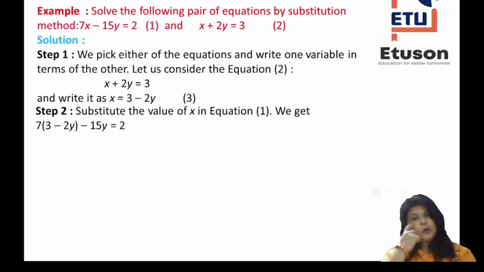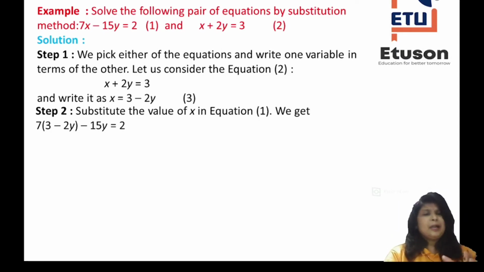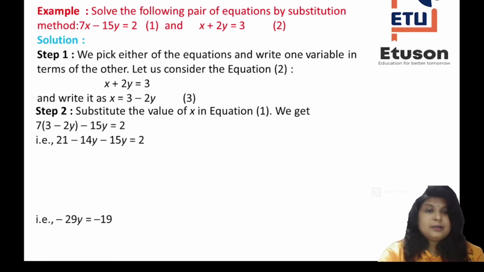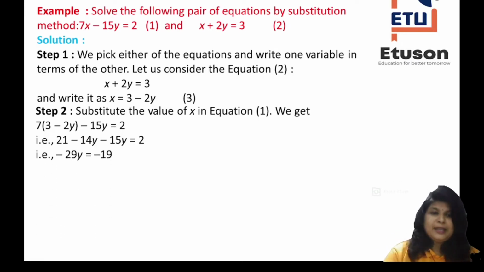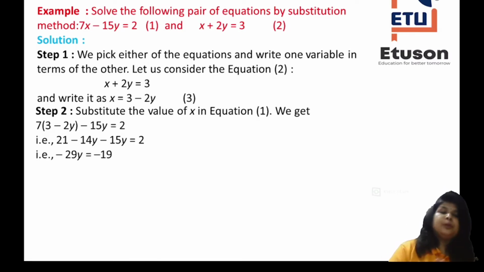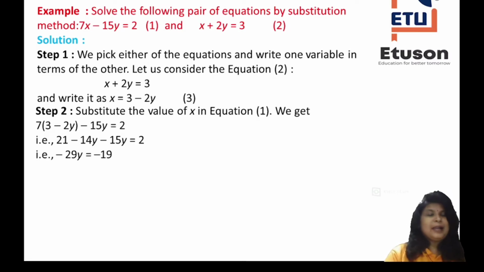Now you have to solve it and bring it to a simpler form. So you will get 7 into 3 is equal to 21, minus 7 into 2y is equal to minus 14y, minus 15y, that is equal to 2. Correct or not? So what you are getting finally is minus 29y is equal to minus 19. What you have done exactly is brought all the variables to one place and all the constants to the other side. Right? Then it will be easier to find the value of y.